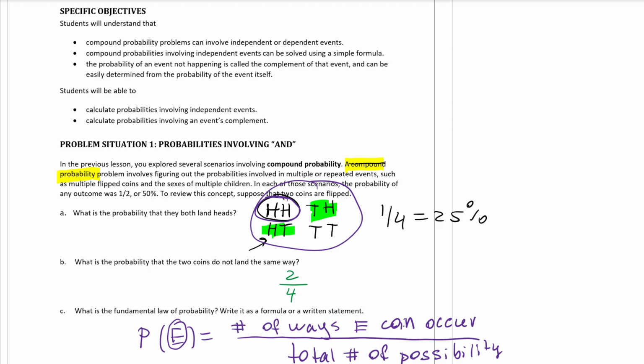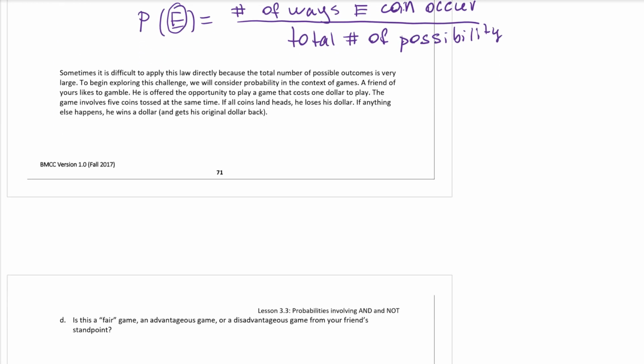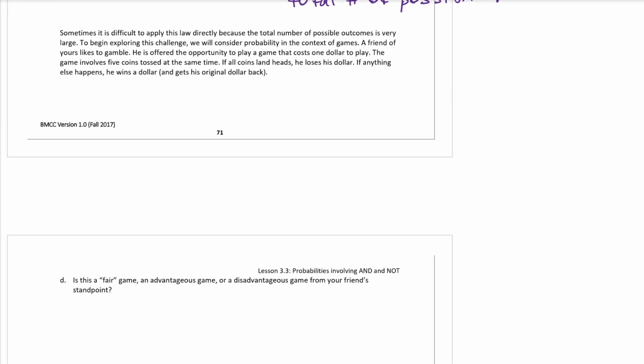Okay, so that's just a notion of the probability. So let's explore it a little bit more. Sometimes it's difficult to apply this law directly because the total number of possibilities can be very large. To begin exploring this challenge, we'll consider probability in the context of games. A friend of yours likes to gamble. He's offering the opportunity to play a game that costs $1 to play.